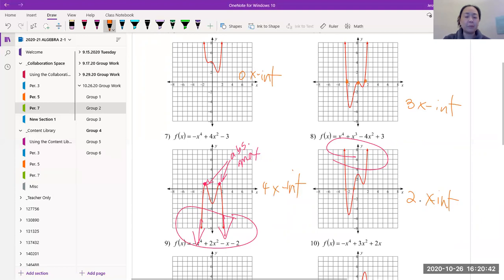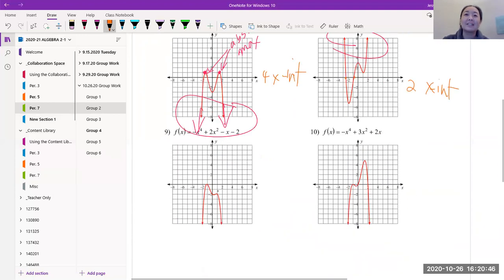Oh wait, did we ever do 1? Can we do a 1? Yeah, right here. Look, right here. There's a 1, just like that. Double root right there at -1. Right. So those are all the different possibilities.